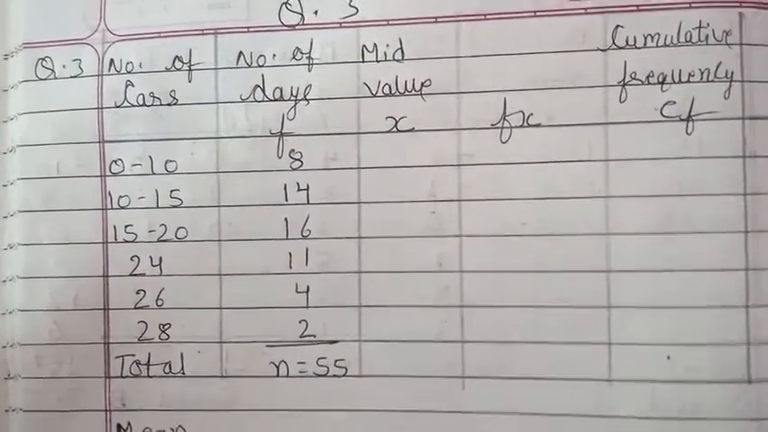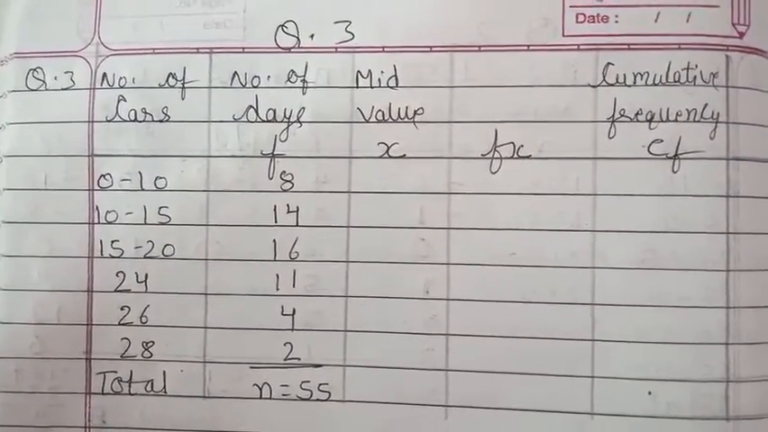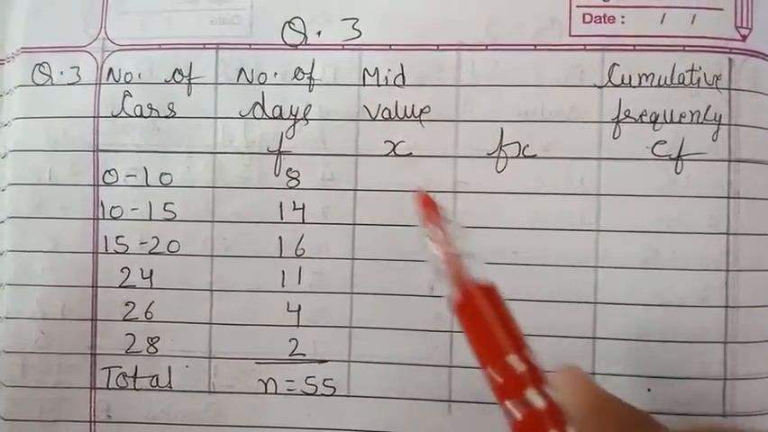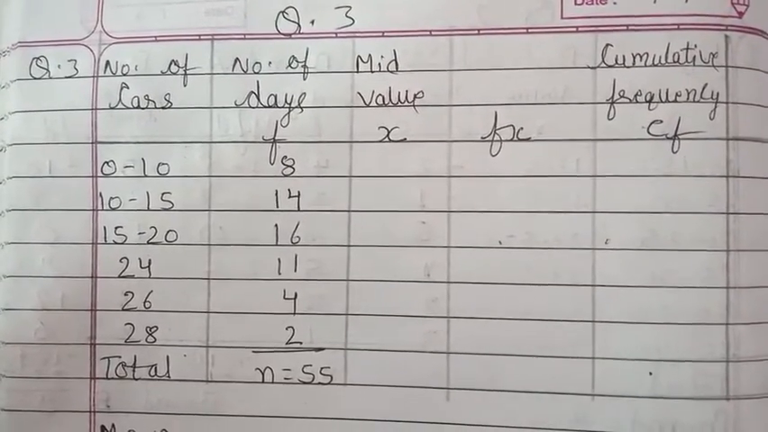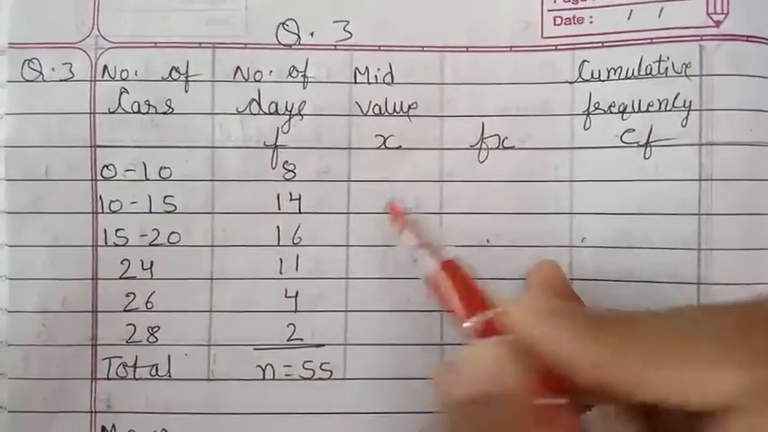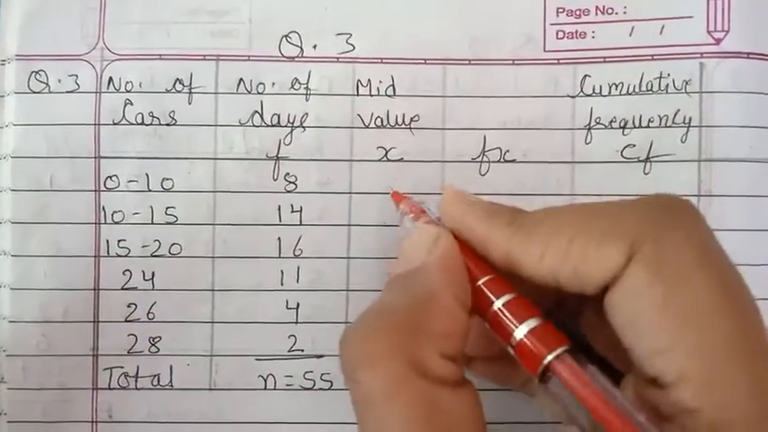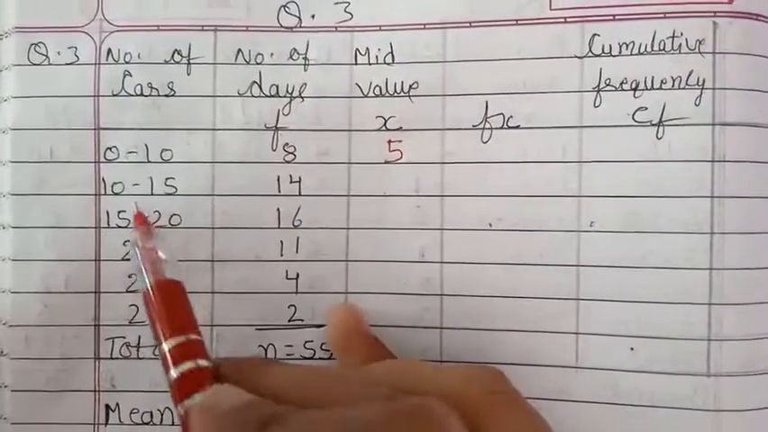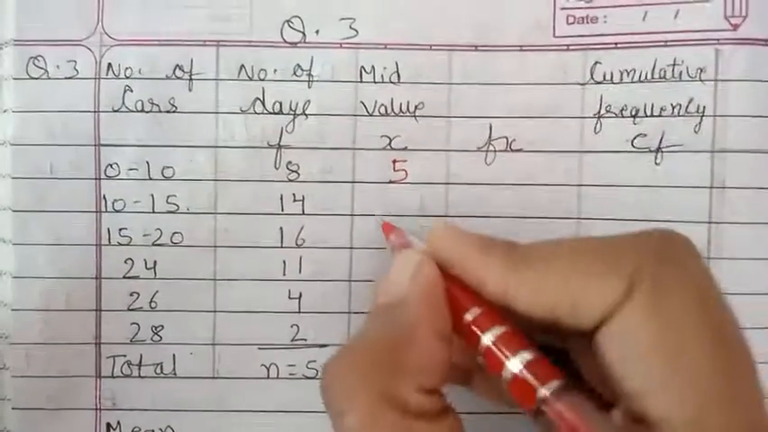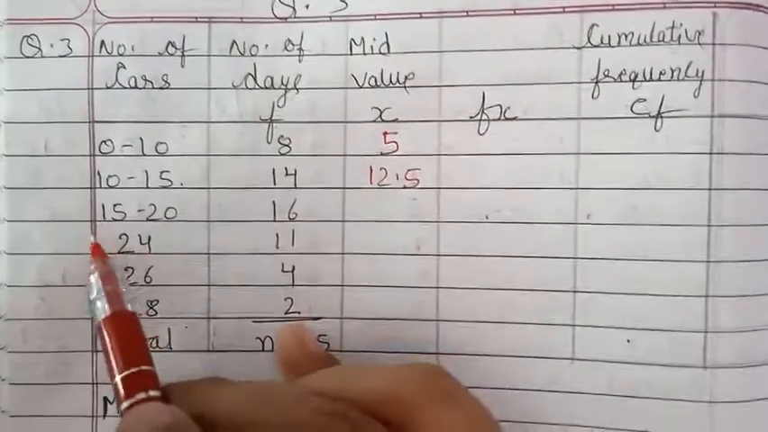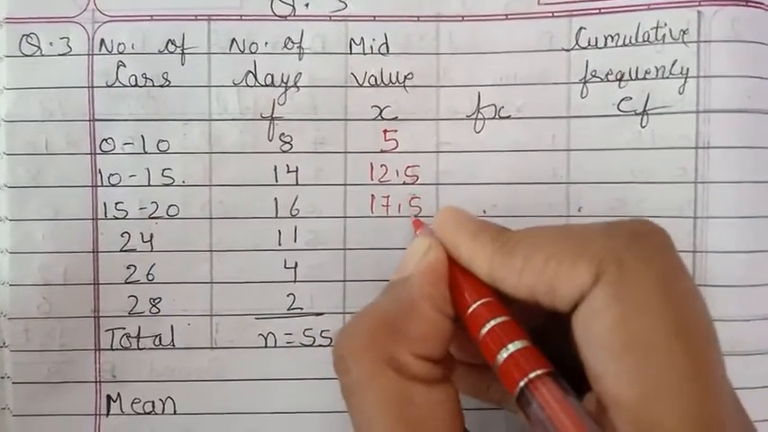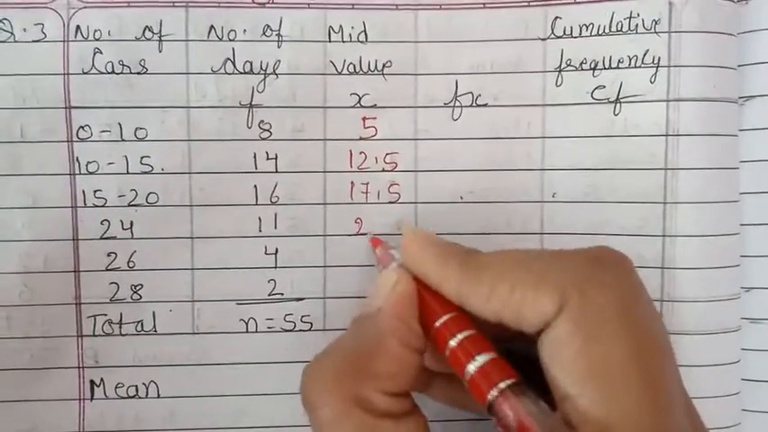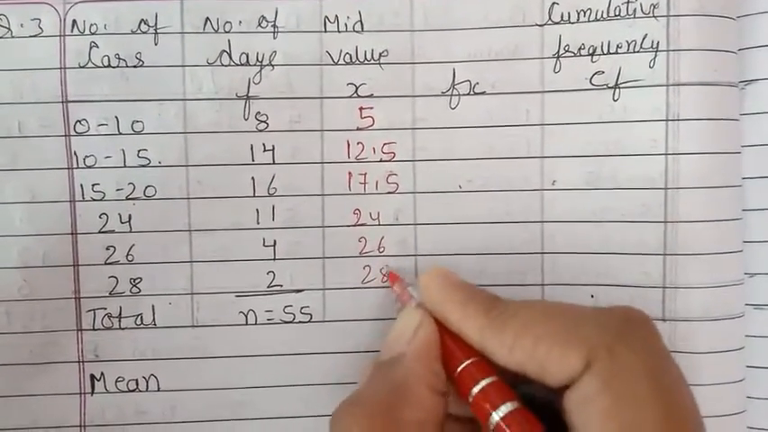Whenever a mixed frequency distribution is there, I have made you write in notes, we have to use the empirical formula for the calculation, right? So here we have to find the mean as well as the median, and then we'll use the empirical formula for calculating mode. Now mid value we will find: 0 plus 10 divided by 2 gives us 5. 10 plus 15 divided by 2 gives us 12.5. And 15 plus 20 divided by 2 gives us 17.5. Now here a discrete frequency distribution is there, so same thing we'll write 24, 26 and 28.